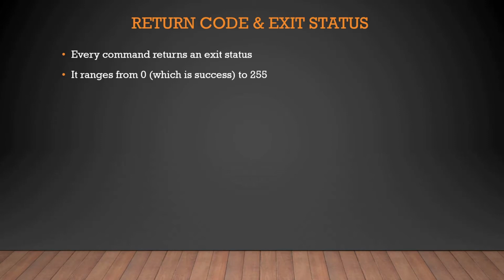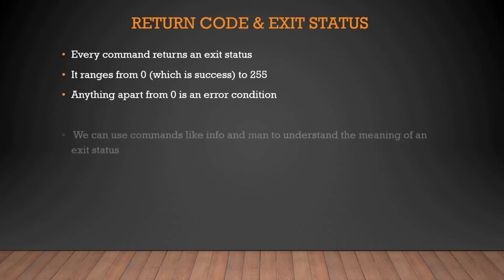If you get a value of 0, that means your program or your command is successful. So we take it as a success. Anything apart from 0 is an error condition. So if the value is not 0 and it's 1, 2, or any other value for that matter, you'll have an error.